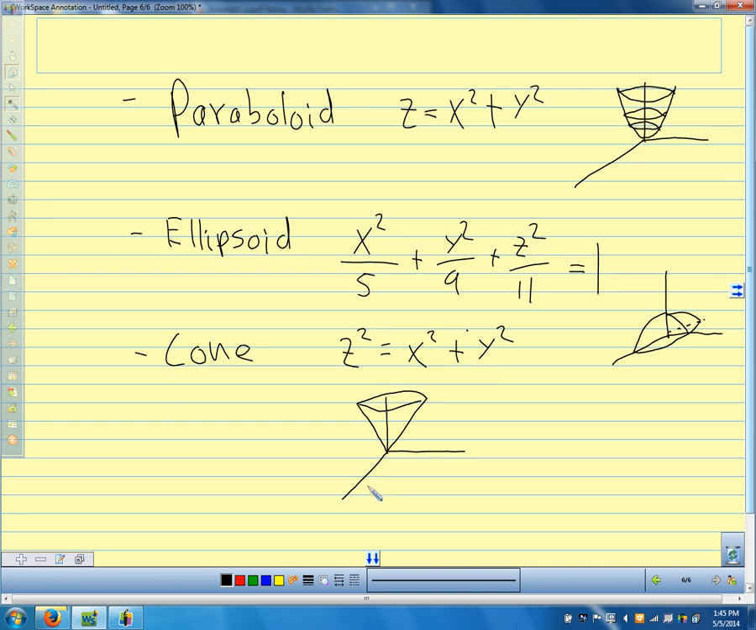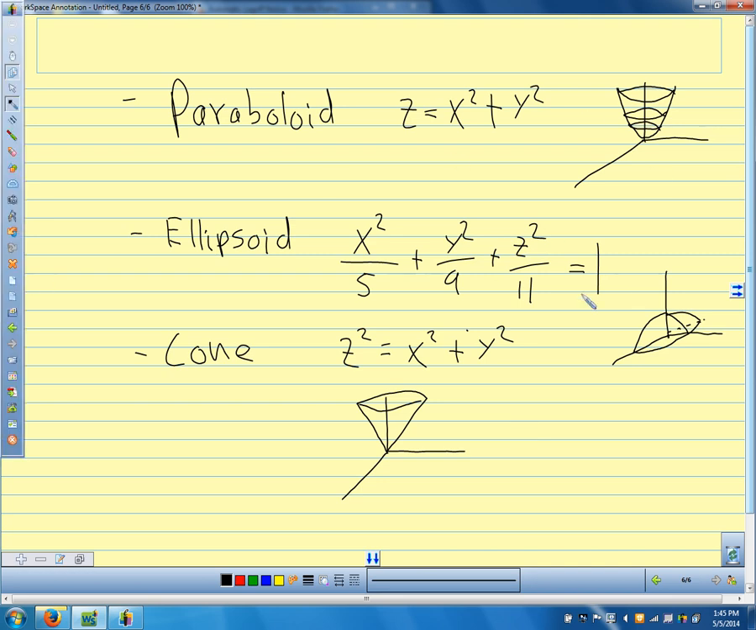We can also have hyperboloids, different kinds of hyperboloids, and hyperbolic paraboloids, and all kinds of interesting shapes that we can talk about the traces in the coordinate plane. So the trace is a really useful tool for helping us visualize these things. All right, questions?